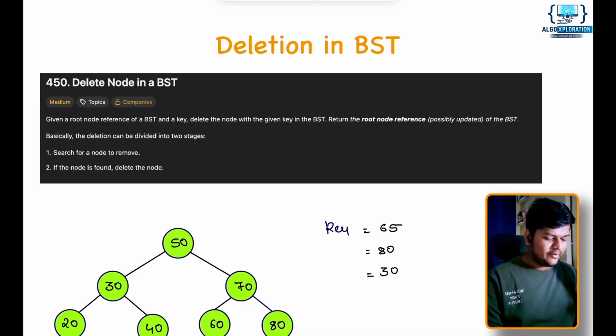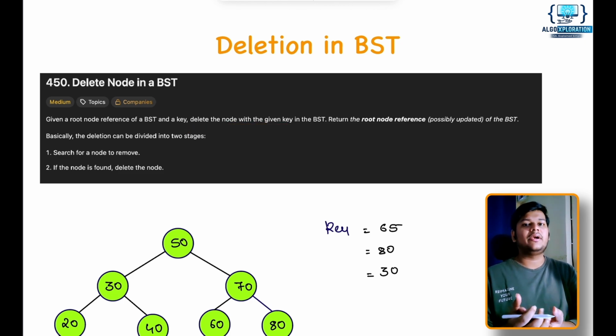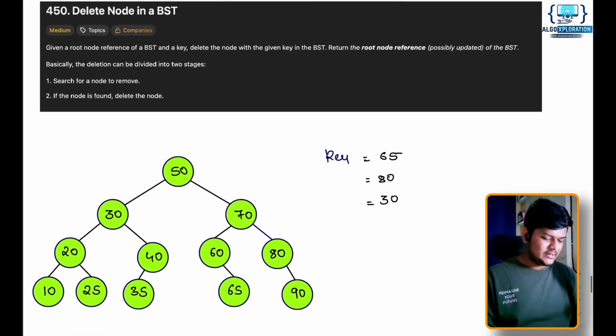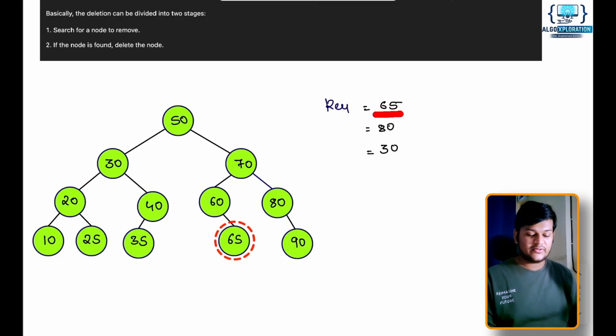Over here, they will be giving us the root of the binary search tree along with a key, the node that we want to delete. And after deletion, we need to return the root of the binary search tree. You can read it on your own time. So this is the BST. Now over here, I have taken three examples: deleting 65, 80, and then 30.